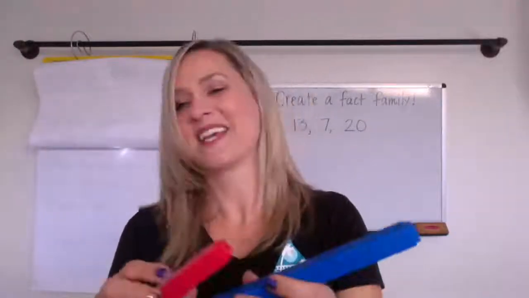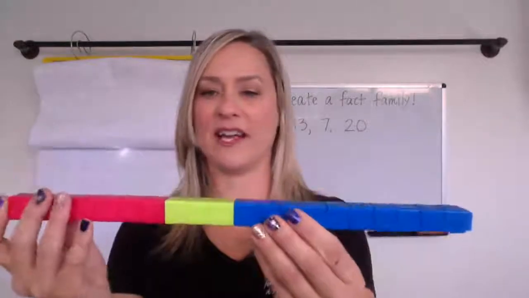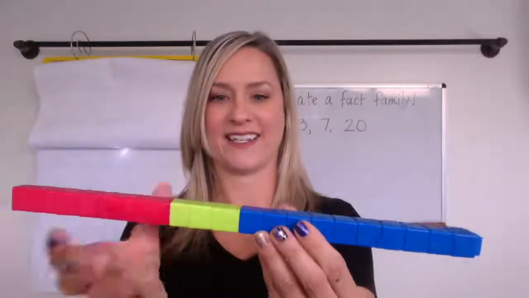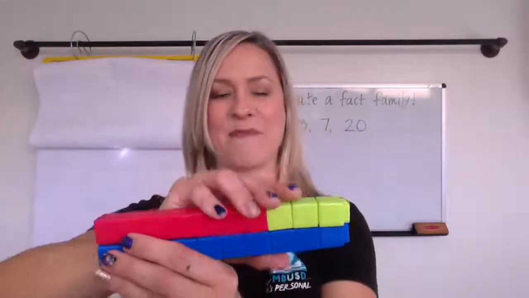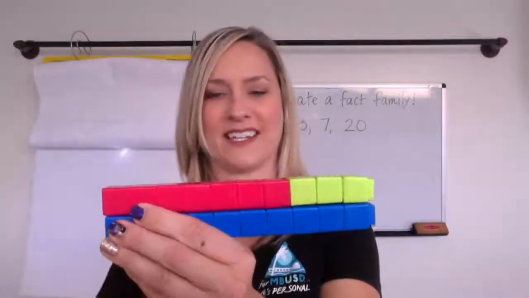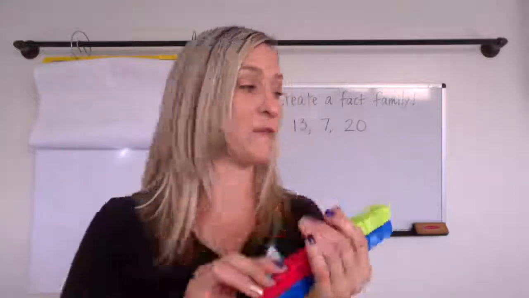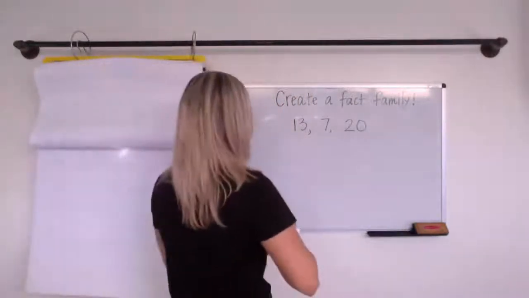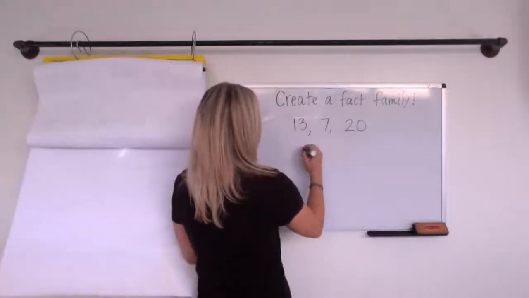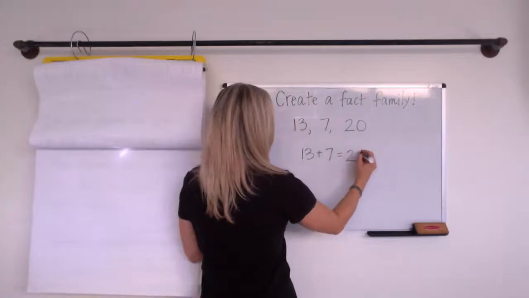Okay. So if you put 13 and 7 together, you'll end up with how many? I want to look at it like this. That makes more sense to my eyes. I can see that when I put together the 7 and the 3, I ended up with 20. So 13 plus 7 makes 20. So that could be one of your fact family number sentences.